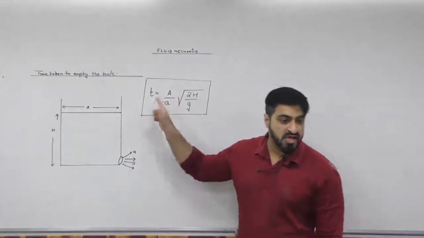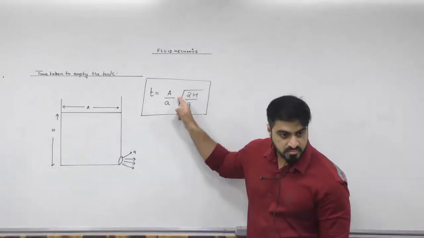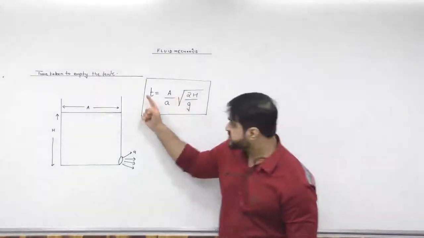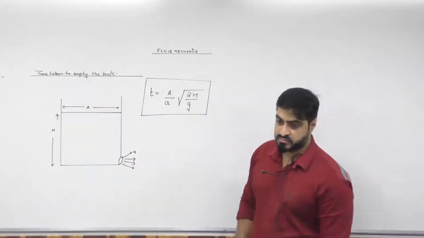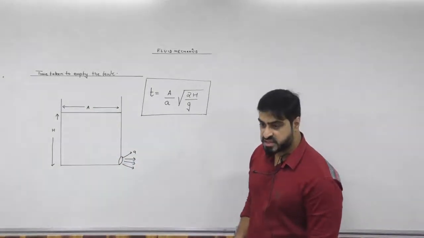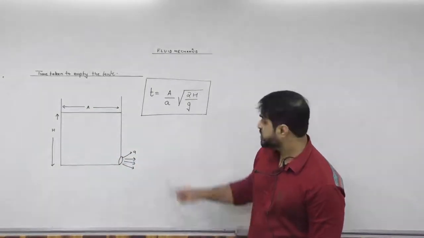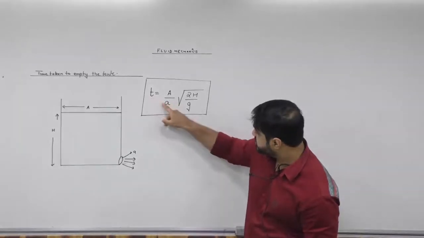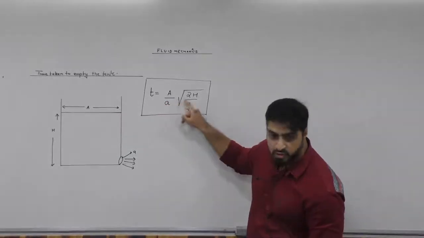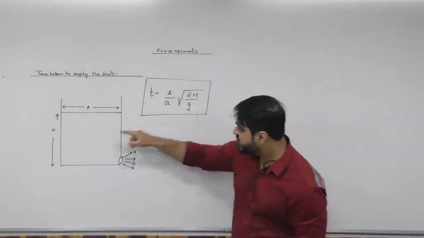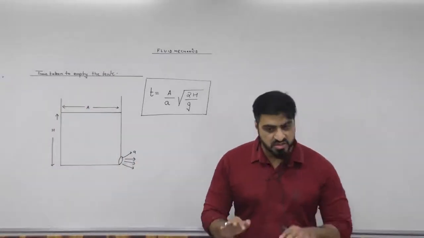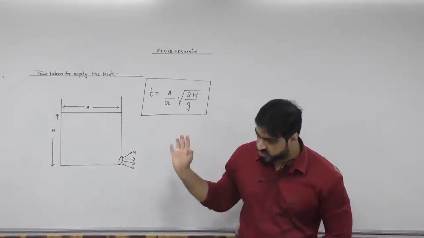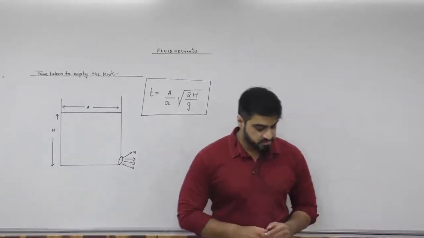Time depends on capital A first. So greater is this area, more will be the time. Understand? And it also is inversely proportional to small a, under root 2h by g, where h is the height. On the basis of this, we'll do one question which is very famous, then I'll prove it. Okay? Write a question.